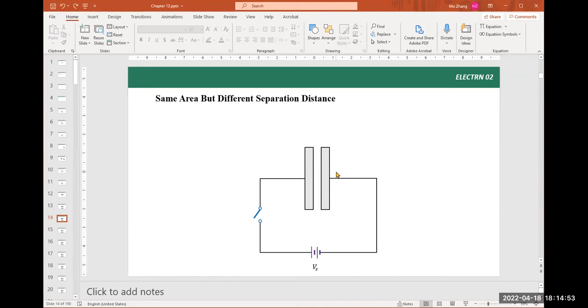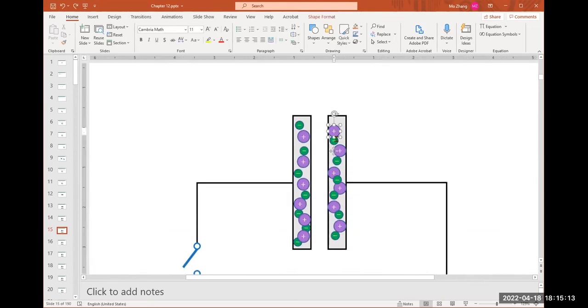So this is the initial state before we start the experiment. Now, before closing the switch, let's say here are the protons and the electrons floating inside the plates. They are inside the plates, floating. They don't move very fast. They just float in the region slowly, and they don't travel too far.